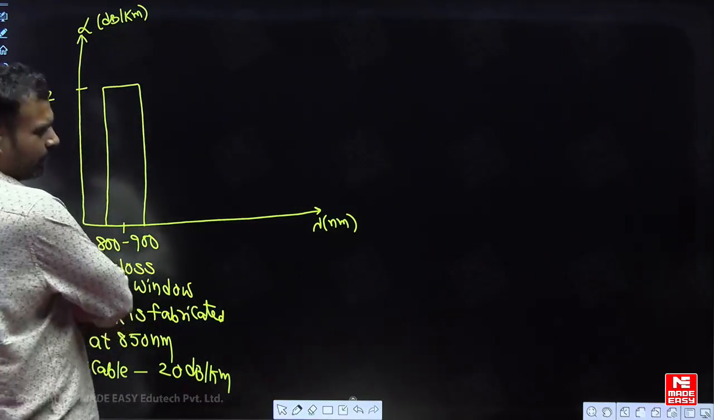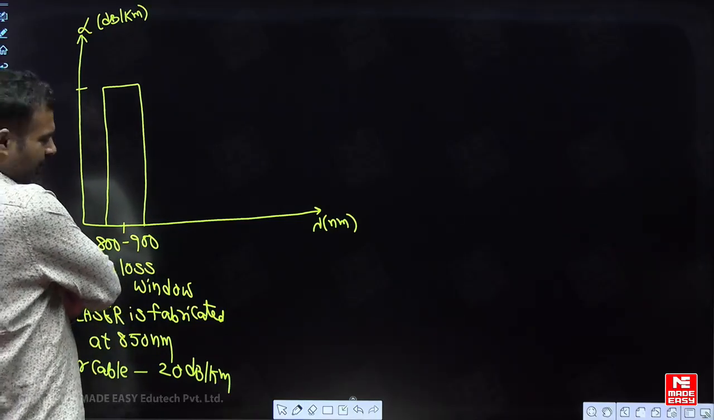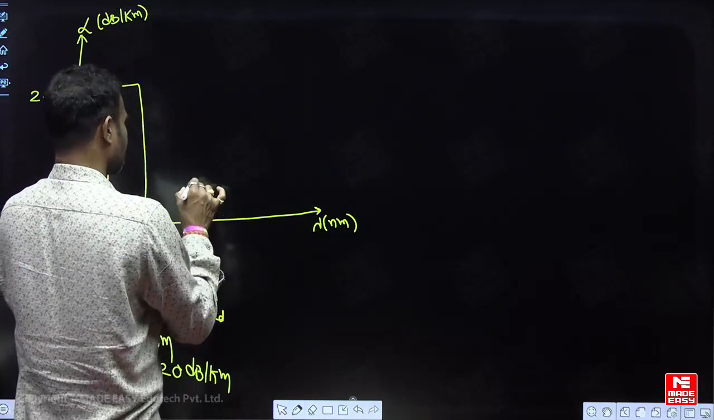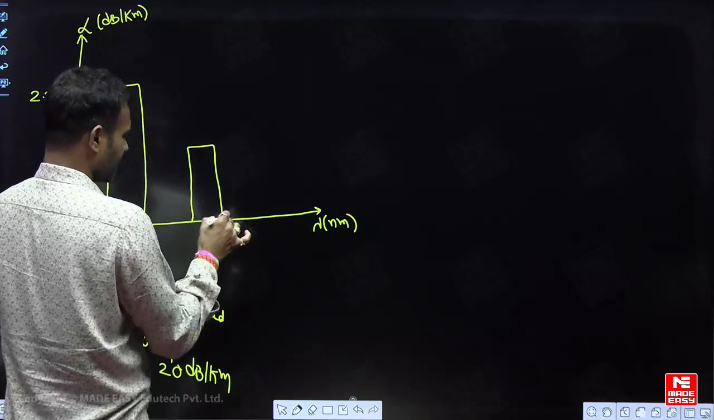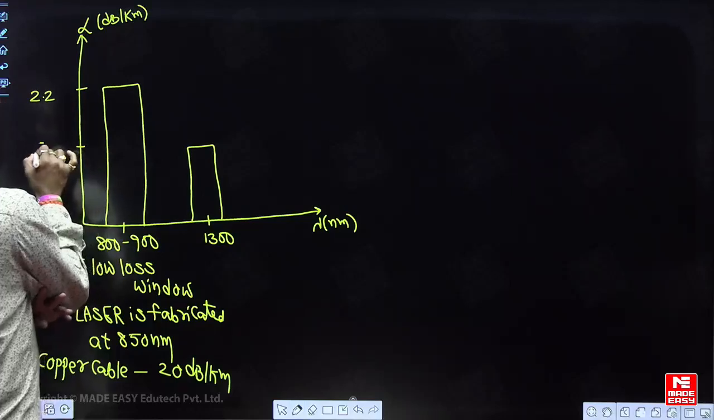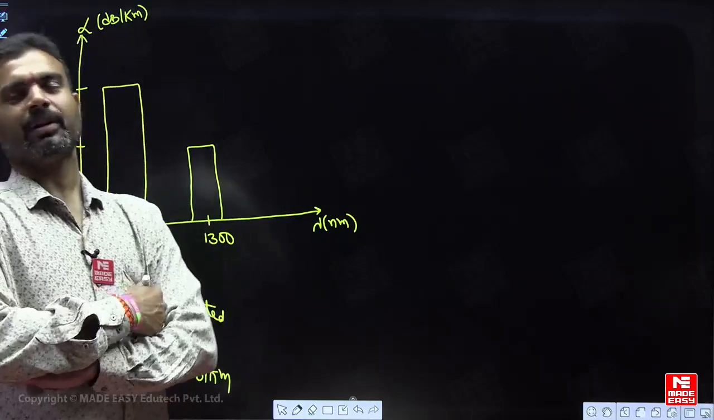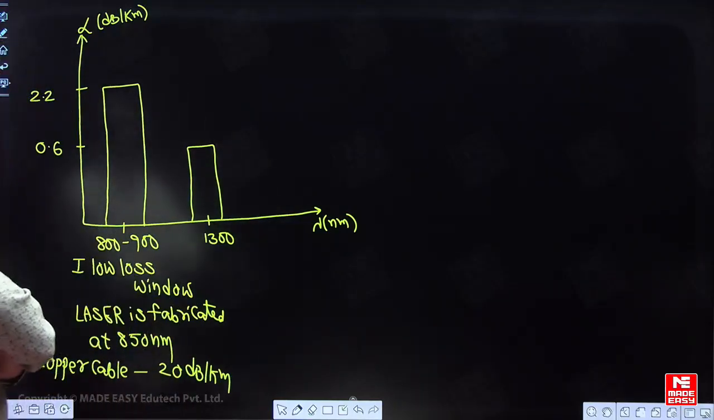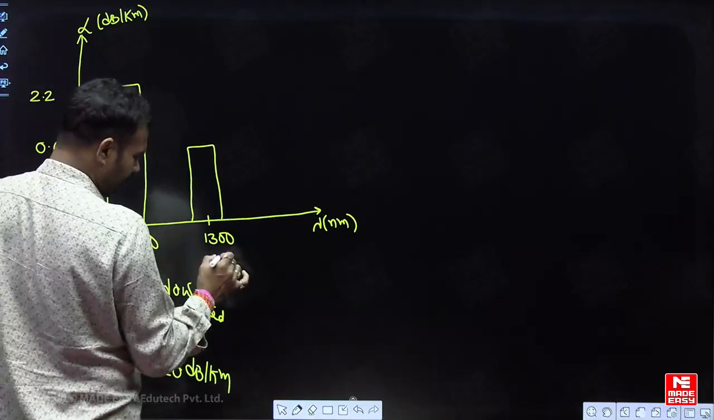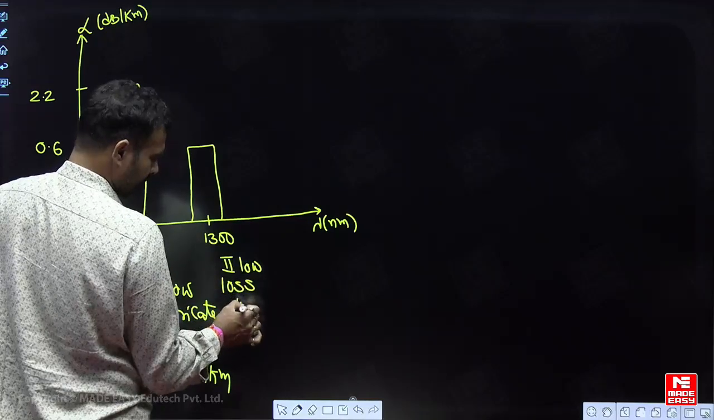Later on they increased the wavelength by decreasing the frequency. Then they found another interesting thing: at 1300 nanometers the loss is 0.6 dB per kilometer. The scientists felt very happy that at 1300 nanometers the amount of loss is very low. They call this the second low loss window.